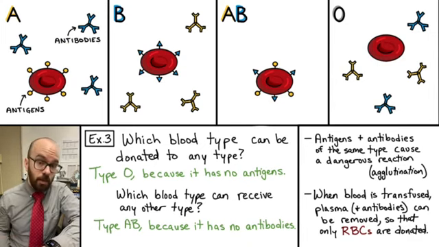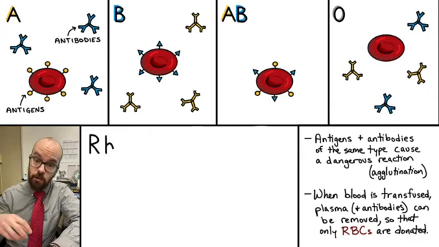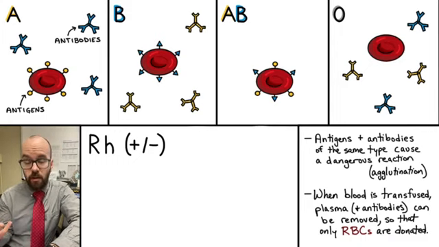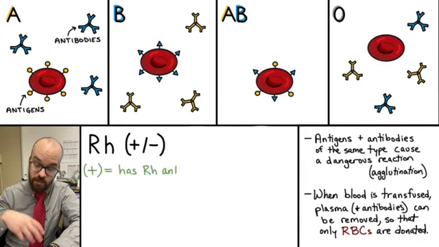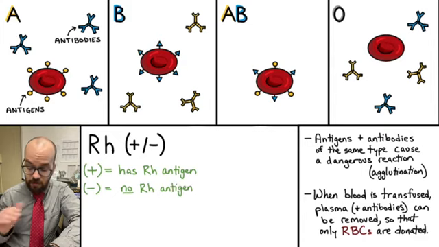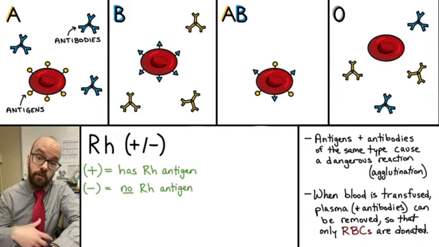Now, besides the ABO blood type groups, the other type group that we need to look at is called RH, and we use the denotation positive or negative. Positive means it does have this antigen, and negative means it doesn't have that antigen. So if it's positive, it does have the RH antigen. If it's negative, there's no RH antigen present. And we're going to follow the same rules that we did for the ABO blood type.